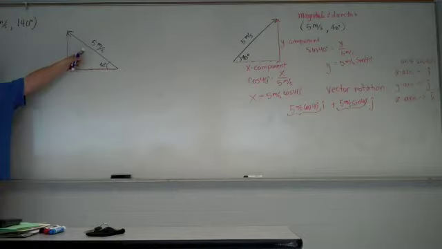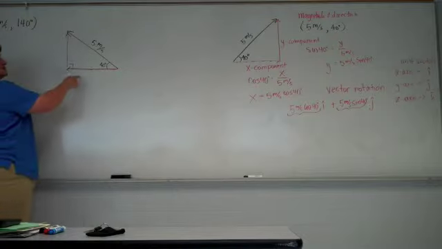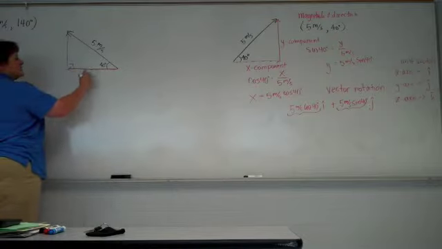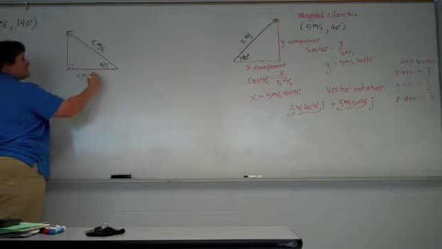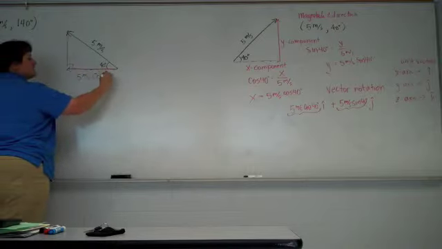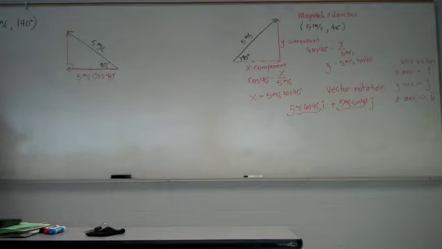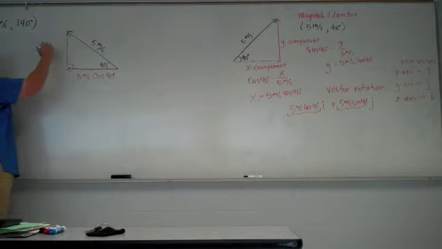It's a general rule. So this side is still going to have a length of 5 meters per second cosine of 40 degrees, because we'd still use cosine 40, this side over the hypotenuse. This side is still going to have a length of 5 meters per second sine of 40 degrees.